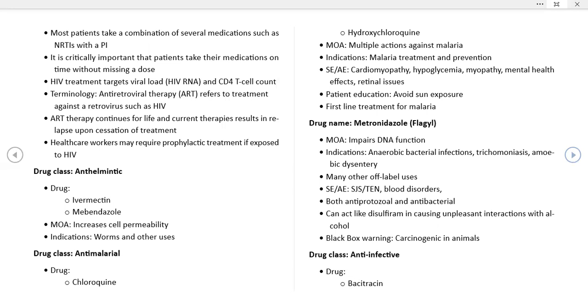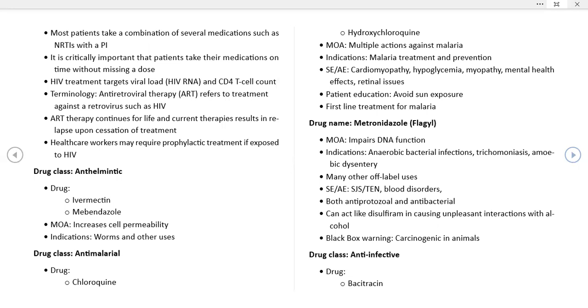There's a whole list of adverse effects of this medication: cardiomyopathies, hypoglycemia, myopathy, mental health, retinal issues. We talked about the retinal issues in the musculoskeletal lecture, that it requires eye exams. Patient education is to avoid sun exposure. And this is the first-line treatment for malaria, and these are also the first-line preventative drug to take for malaria.